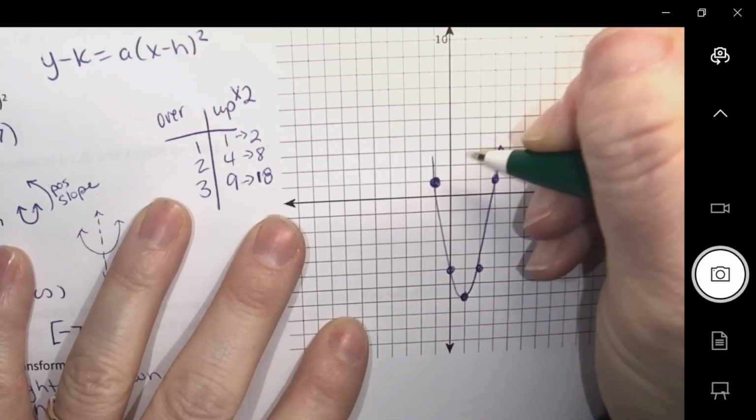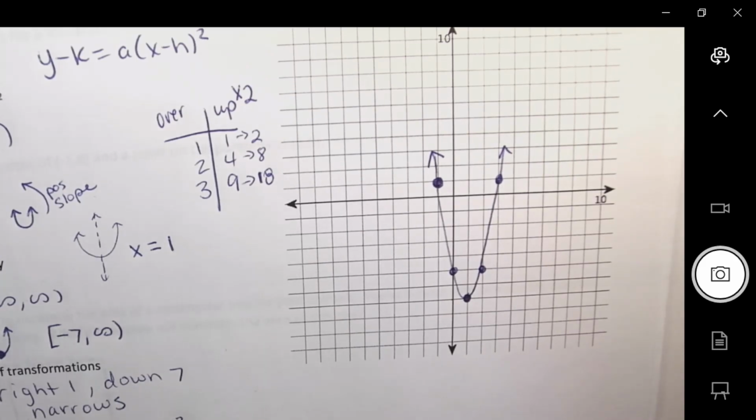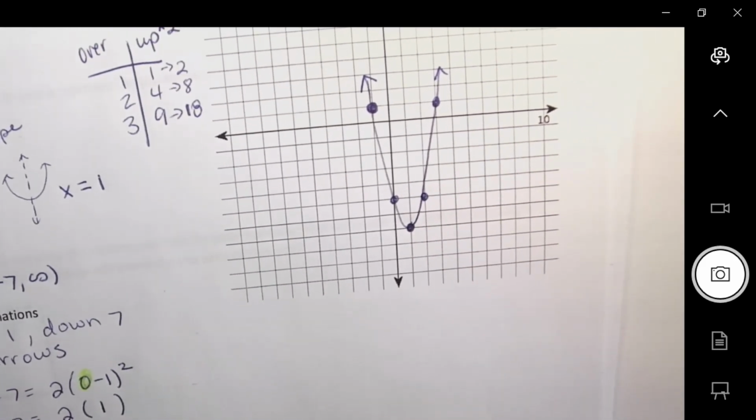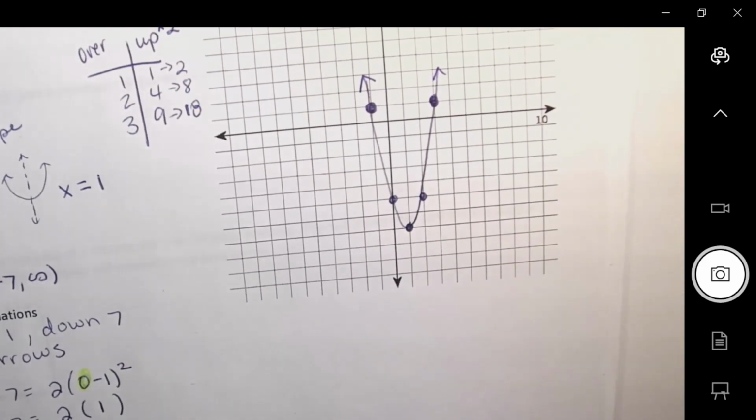So when you graph, I expect you to do 5 coordinates. So that's worth 10 points on your exam. This whole page is exactly on your exam, so.